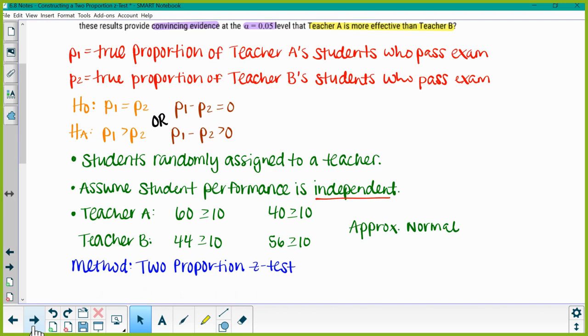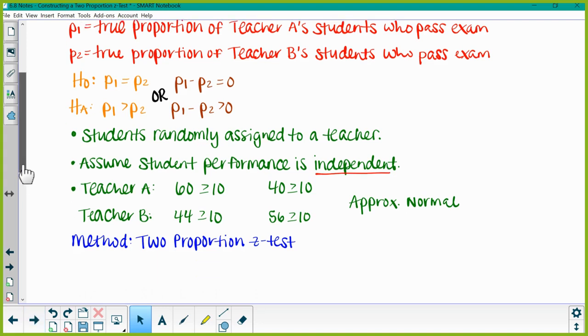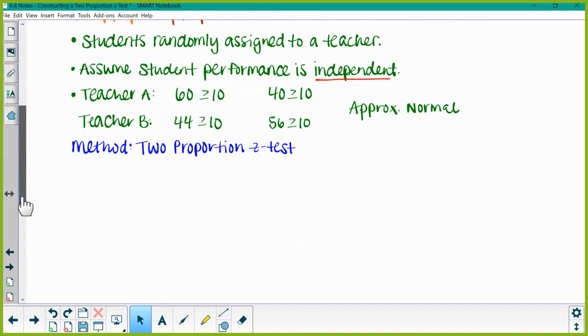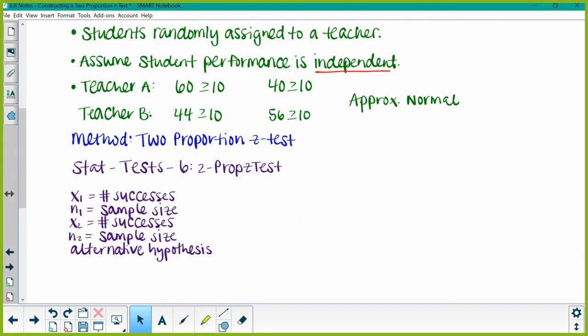So once we have checked our conditions, we have our hypotheses, we've defined our parameters, named the test, now we can go into calculator steps. So I'm going to go ahead and put them on the screen. A lot of this you should be familiar with. You may not even have to write all of this down. I would write down how to get there.